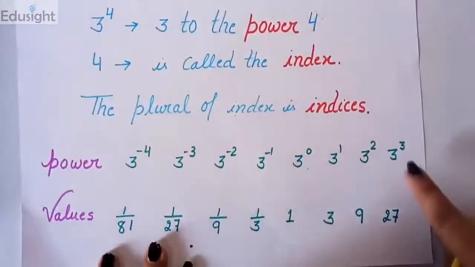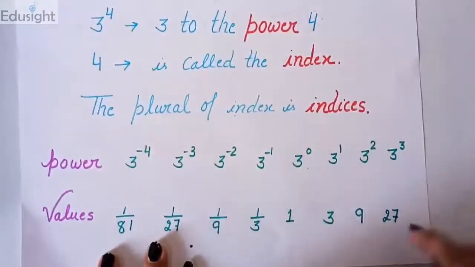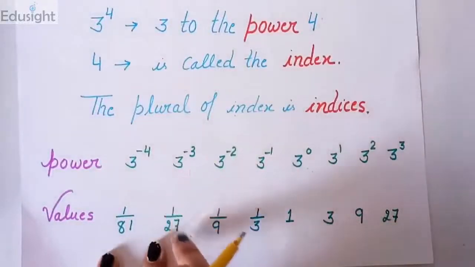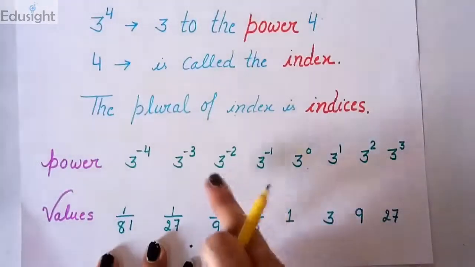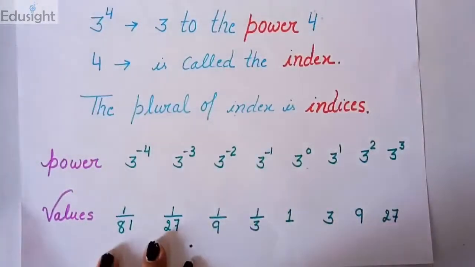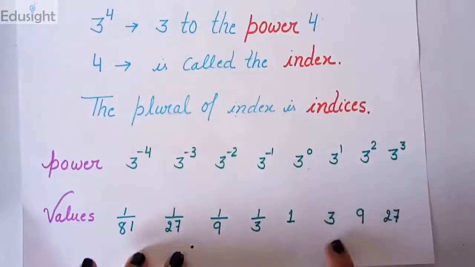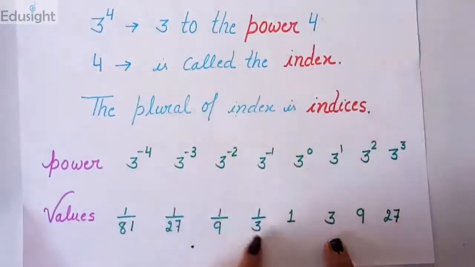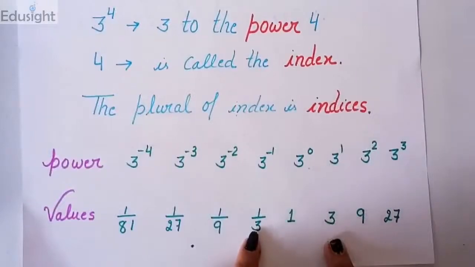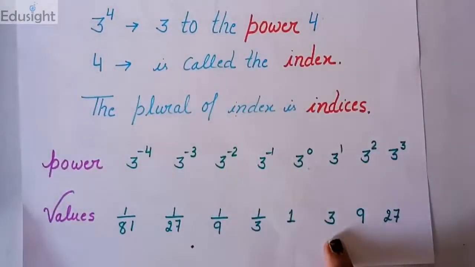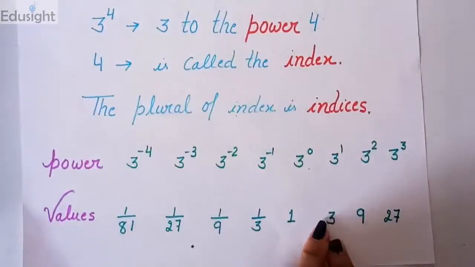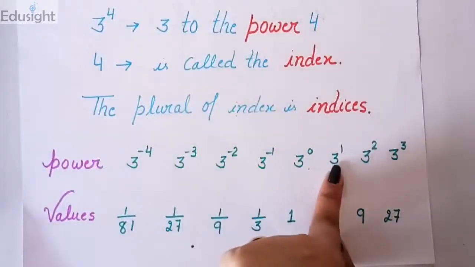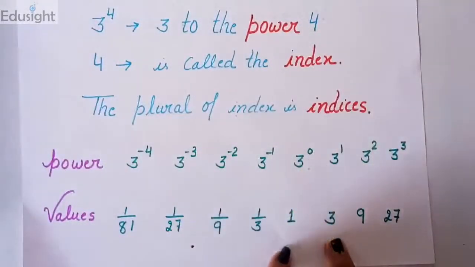So look here, 3 raised to power 3 is 27, and 3 raised to power minus 3 is 1 upon 27. Same way, 3 raised to power 2 is 9, 3 raised to power minus 2 is 1 upon 9, 3 raised to power 1 is 3, and 3 raised to power minus 1 is 1 upon 3. That means if the term has a negative power, it is the reciprocal of the value of the positive power. 3 raised to power 0 is 1. Something to the power 0 means the value is 1.